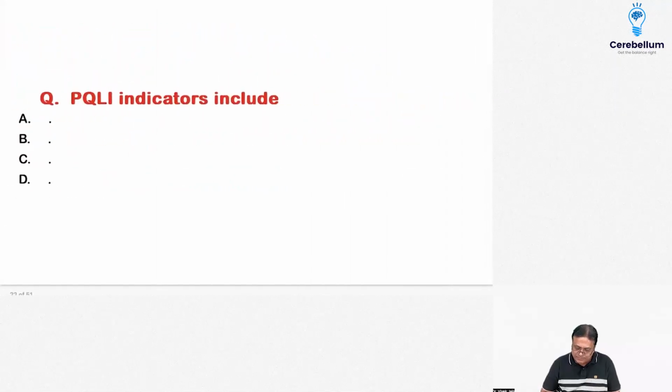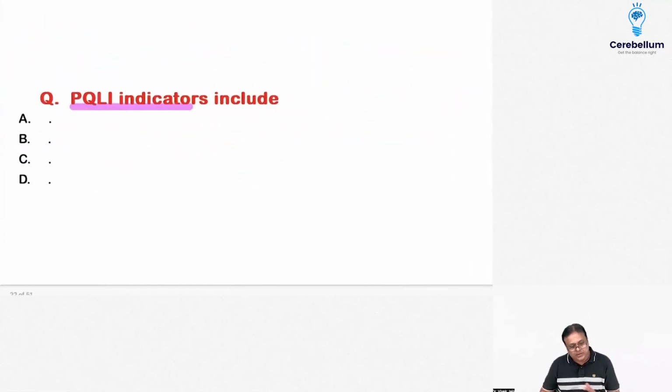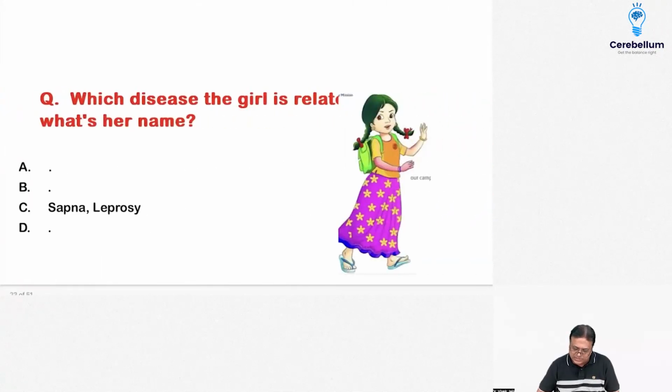Okay, let's move further. Okay, PQLI, this question we have discussed. So one set in the morning had HDI, set 2 in the evening had PQLI. So we know all the. Okay, Sancol was asked. So one student has confirmed. Thank you, dear. Sancol, you have to know these things, right? Even if they ask you CVD 103 HGR, that is now completely phased out. That live attenuated 1 dose vaccine for cholera is not used, right? Okay. Road traffic accident, ignore in MMR. PQLI indicators we have discussed.